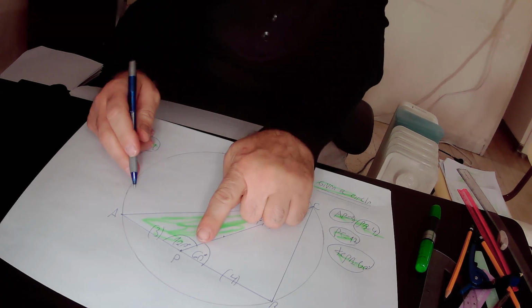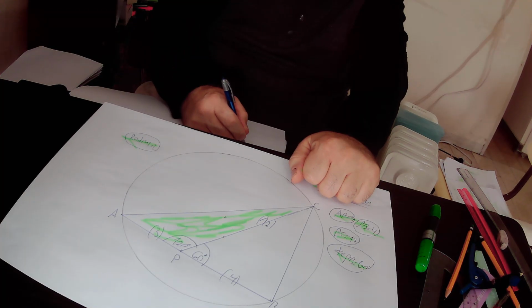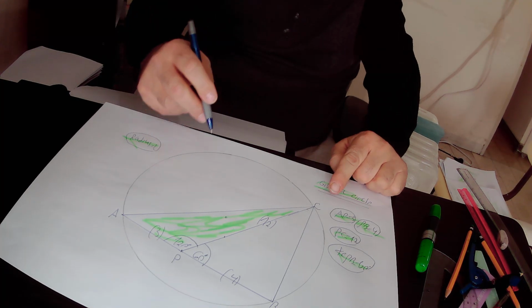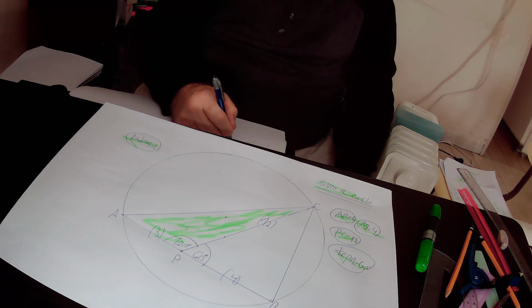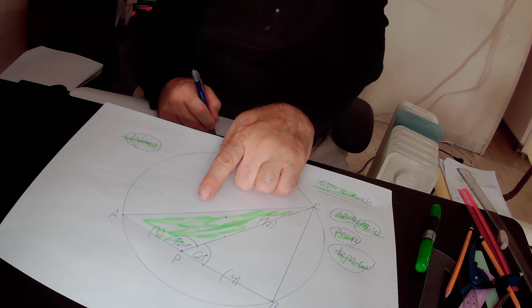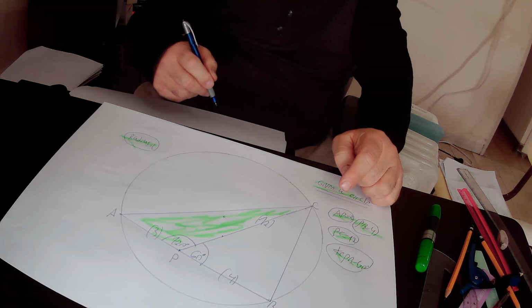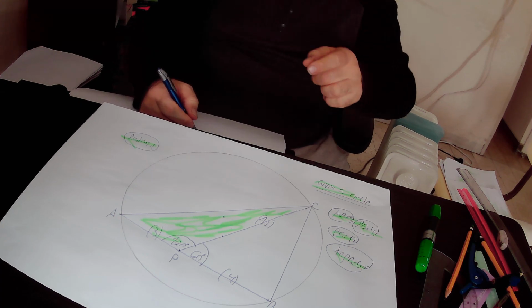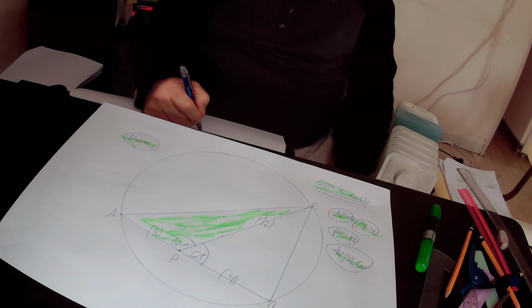CA squared equals AP squared. AP is 3, therefore AP squared is 3 squared, that is 9. Plus PC squared. PC is 12, therefore PC squared is 12 squared, that is 144. Minus 2 times AP, which is 3, times PC, which is 12, times cosine 120 degrees. Cosine 120 degrees is minus 1 half.